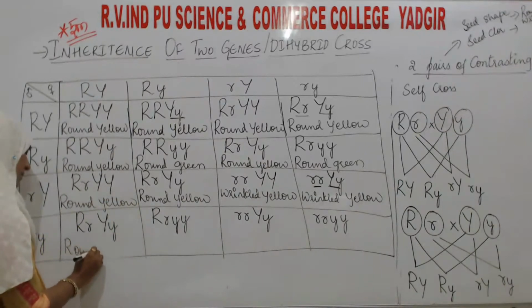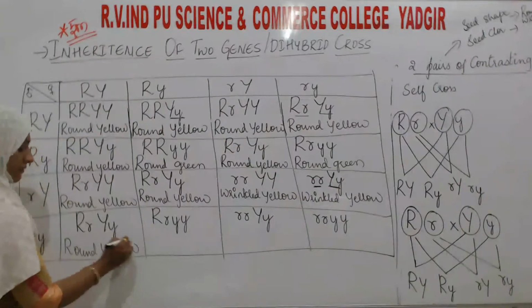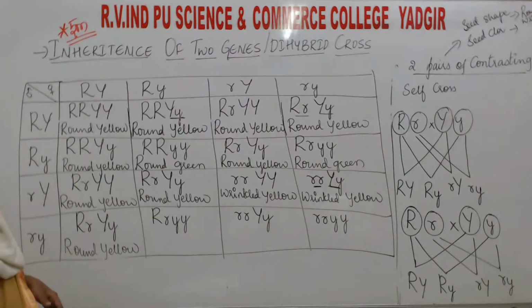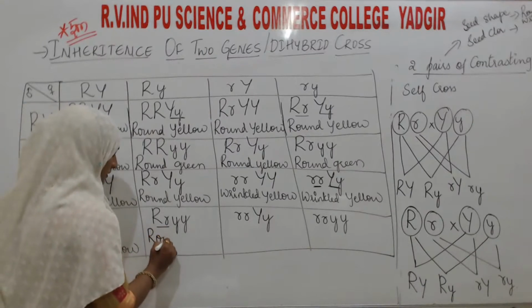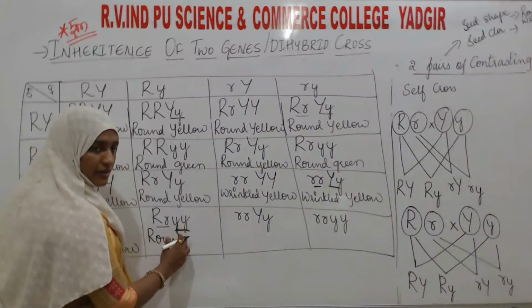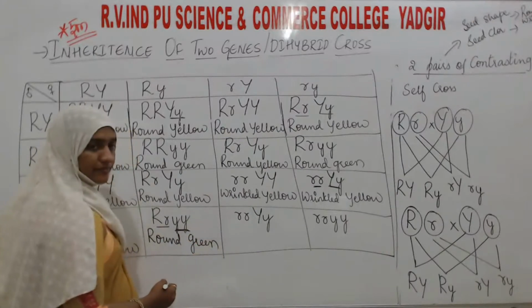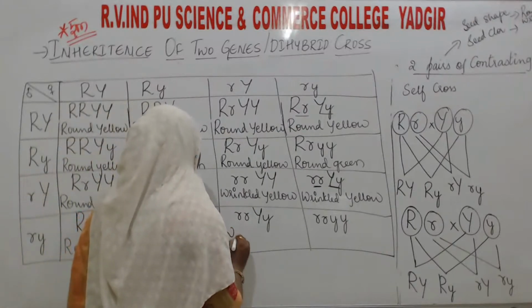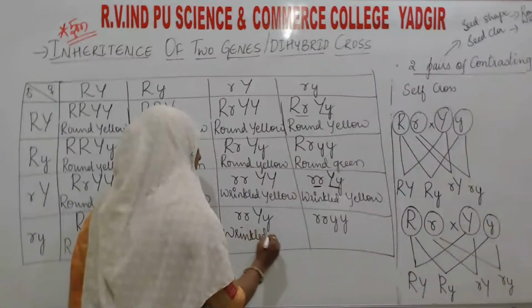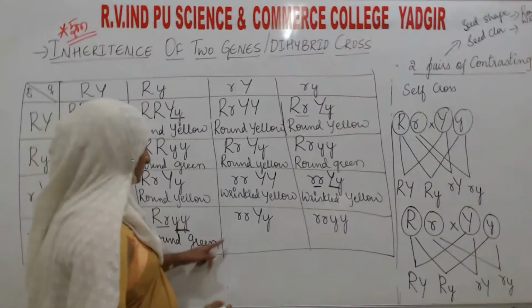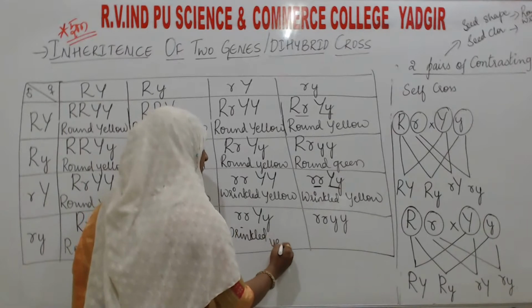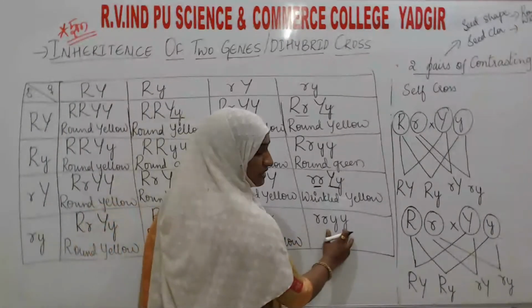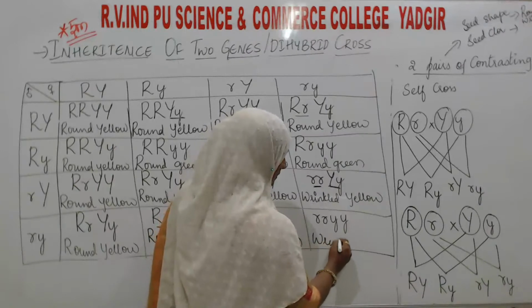Round yellow. Then again it is round green because they both are small y. It's round green. The next, wrinkled yellow, round green. The next, wrinkled yellow. Both are wrinkled green.